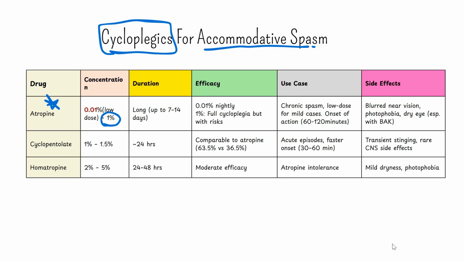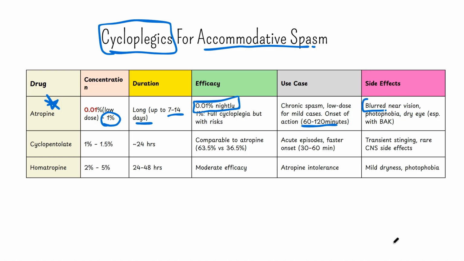The onset of action is 60 to 120 minutes, and it has a long duration of action of about 7 to 14 days. Okay, now the 0.01% can be used as a nightly dose. However, this has been extensively studied in myopia control studies. 1% is the standard dose which achieves full cycloplegia. The only problem with atropine is the various side effects.